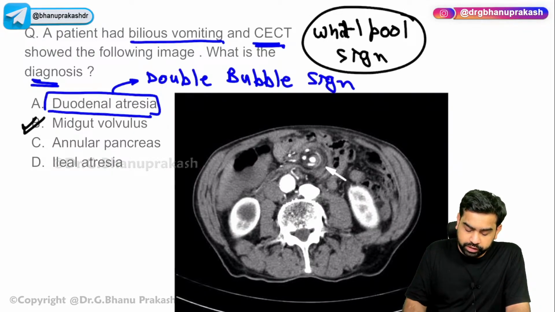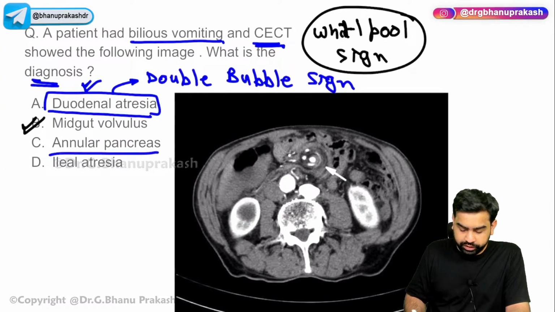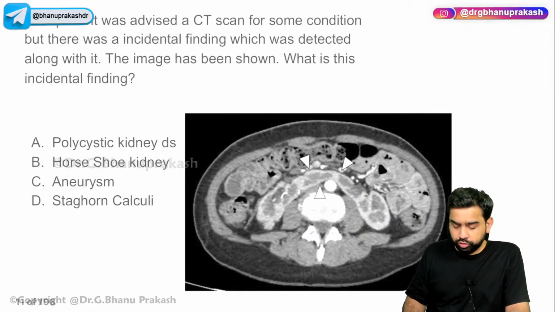So the double bubble sign is basically what you find in patients with duodenal atresia, as well as in patients with an annular pancreas. So we will talk about these particular things in the subsequent questions. Okay, now let's move on to the next question.